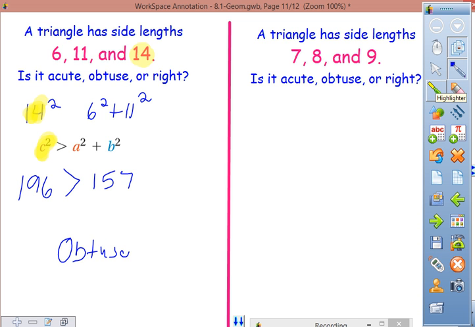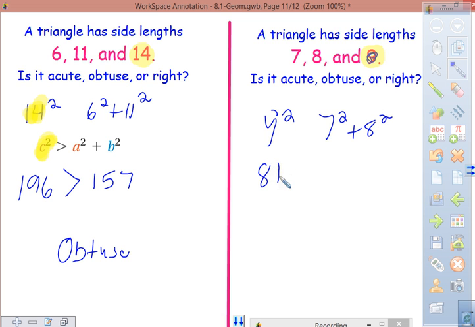The second example has a hypotenuse of 9. We have 9 squared compared to 7 squared plus 8 squared, which is 81 compared to 113. So 81 is less than that. So that would make this acute.